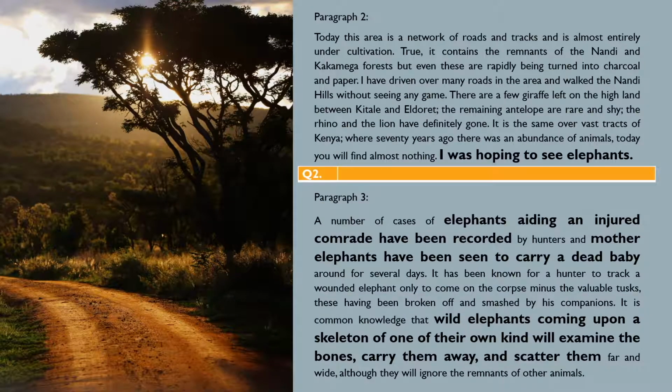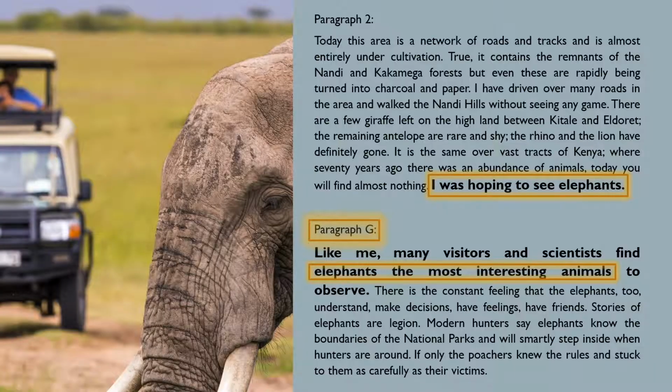Okay, let's move on to question 2. Paragraph 2 ends with the writer saying that he or she was hoping to see elephants. The whole of paragraph 3 talks about types of behaviour specific to elephants, so it would be safe to say that we're looking for a paragraph on the topic of elephants. In fact, the answer to question 2 is paragraph G.